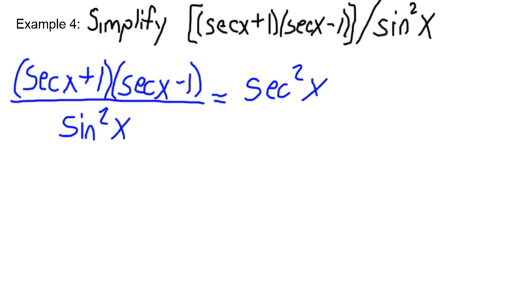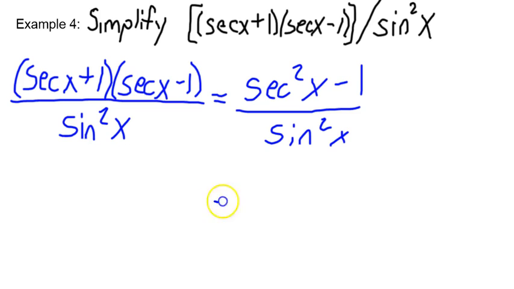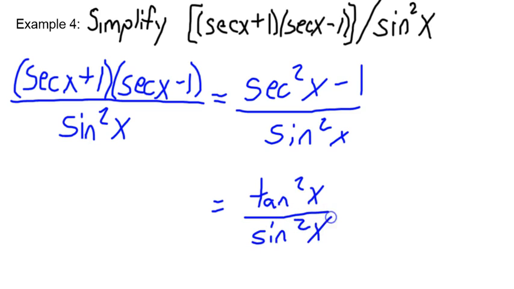Those would cancel out, so we can ignore the middle terms. 1 times negative 1, negative 1. Okay, all divided by sine squared x. The numerator, secant squared x minus 1, is one of our trig identities, one of our Pythagorean identities. That is equal to tangent squared x. Okay, divided by sine squared x.